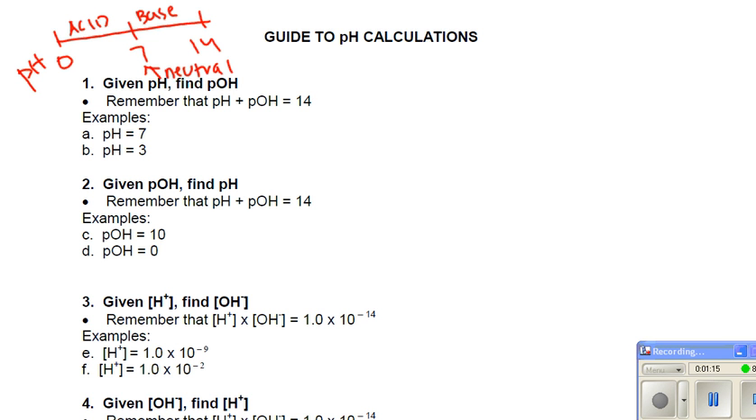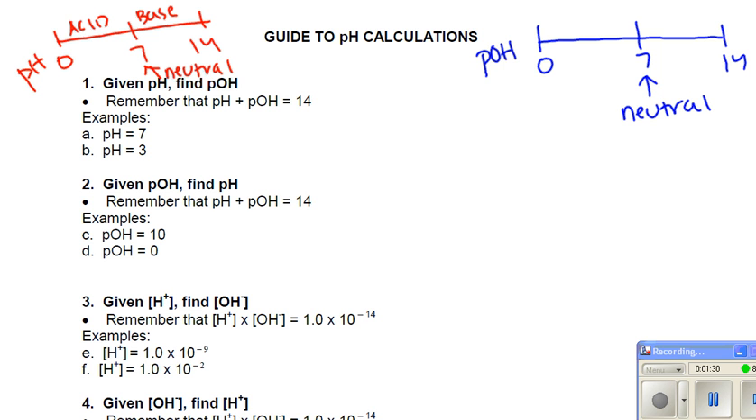Contrasting this with the pOH scale, again, it ranges from 0 to 14. 7 is still in the center, and yes, 7 is still neutral. But this time, acid and base has flip-flopped. So less than 7 means something is a base. Greater than 7 means something is an acid. So these scales are opposites of each other. Okay? So let's use them.